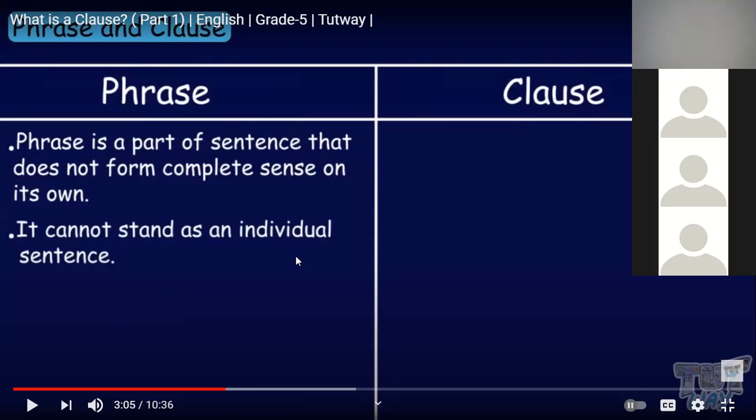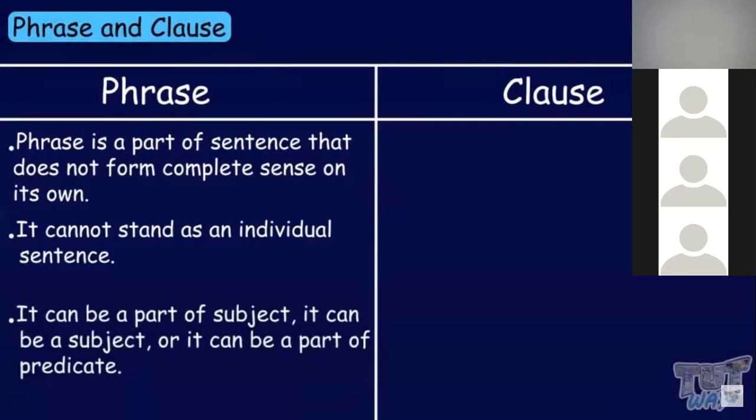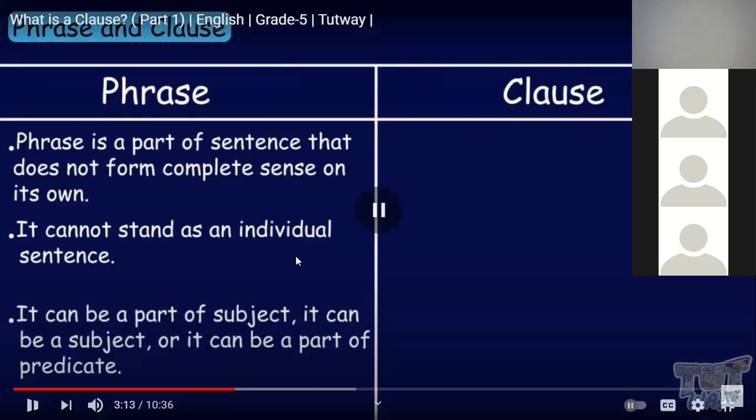So the phrase does not give us a complete sense and can't stand alone. I can't just say "playing tennis right now." Who? We didn't know. So the phrase only does not give us complete sense. Okay, let's go ahead. It can be a subject, or it can be a part of the predicate. So as you know, it's a part of the subject, the predicate, or the subject itself.